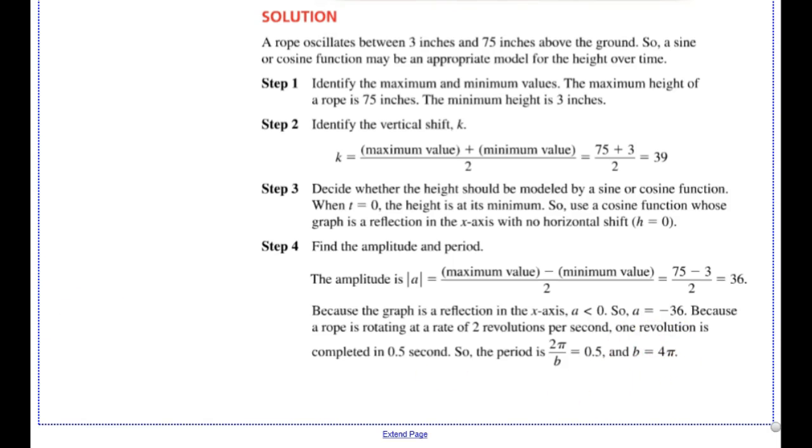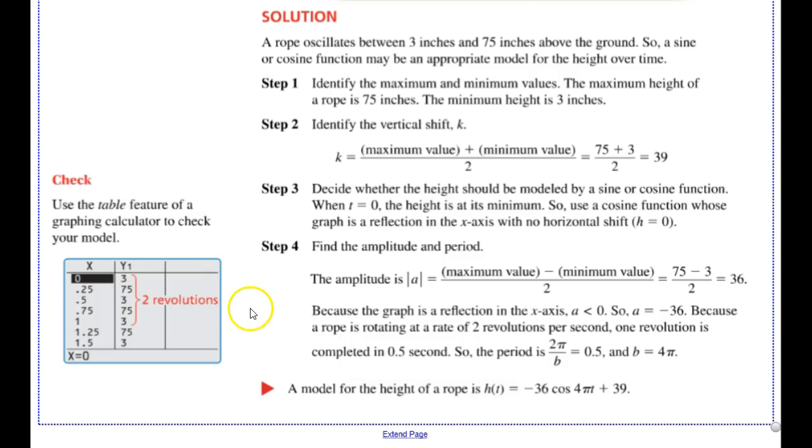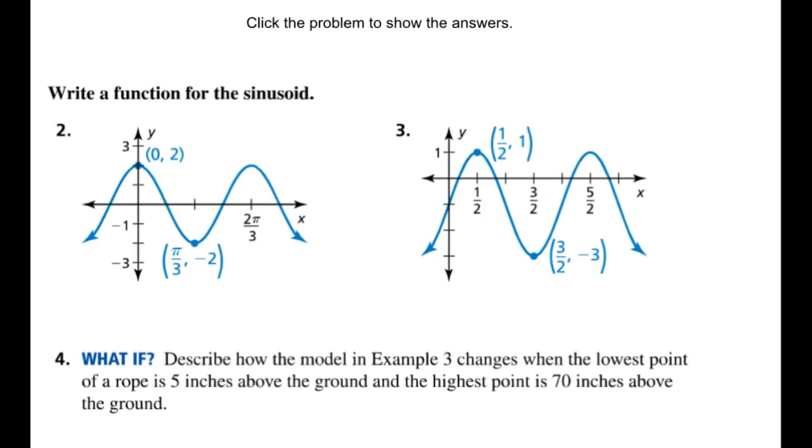Now I have the pieces I need, so I can rewrite my equation: negative 36 cosine 4 pi t plus 39. I can graph it and look at it, and I can also use my table to check the model. If I put in 0 seconds, it's at 3. If I put in 1 second, we're back at 3, but I've done 2 revolutions, and I'm told I do 2 revolutions per second. So if I follow along my table, I know I was right in my equation.